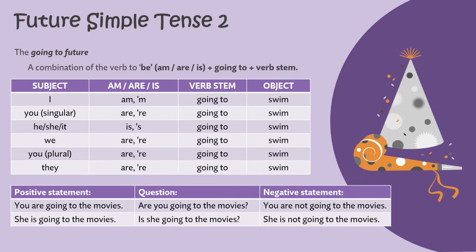In a positive statement, you can say, you are going to the movies. In a question, are you going to the movies? And in a negative statement, you are not going to the movies. You would also note that in a question, the verb to be, which is are, comes before the subject. We often use contractions too when using this verb to be. For example, I am becomes I'm, or you are can also be said as you're.